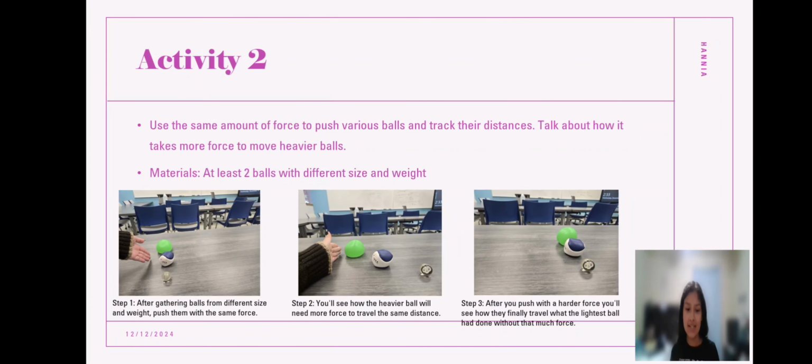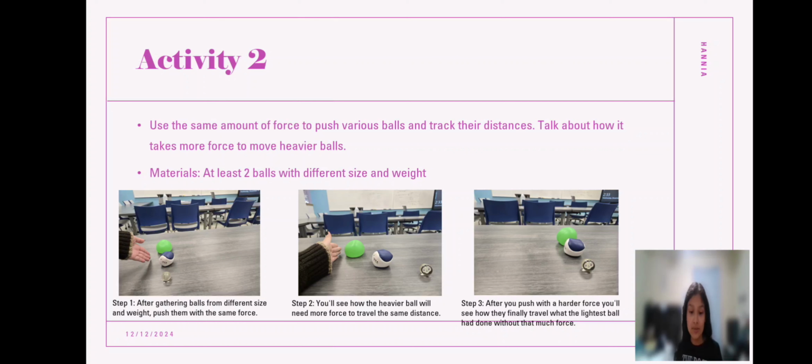Activity 2. In this activity, we would use the same amount of force to push various balls and track their distances. We will talk about how it takes more force to move the heavier balls. For this, we will need at least 2 balls of different sizes and weights. For step 1, after gathering balls of different sizes and weights, push them with the same force. Don't use more force on the others, push them all with the same amount of force.